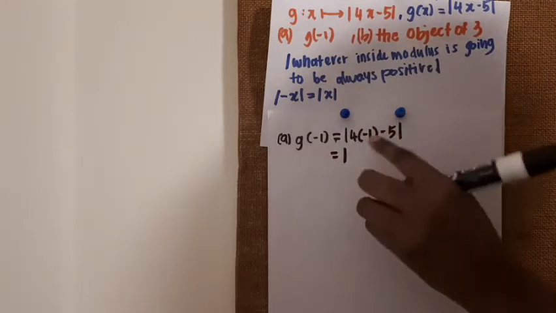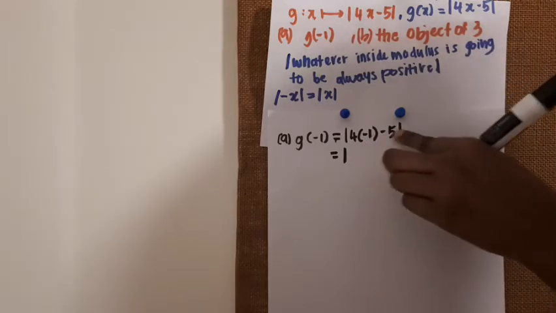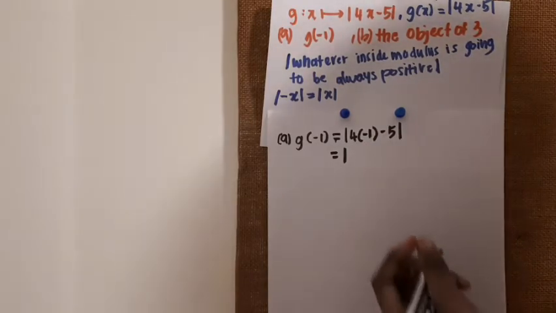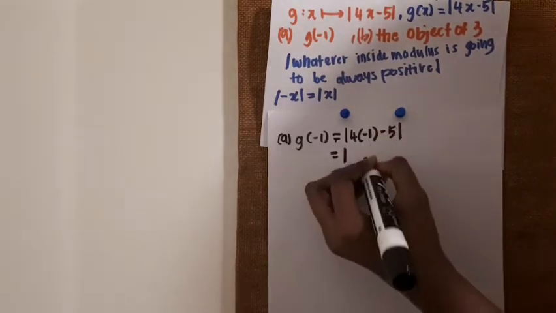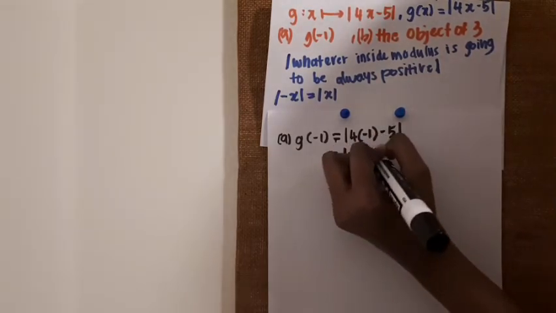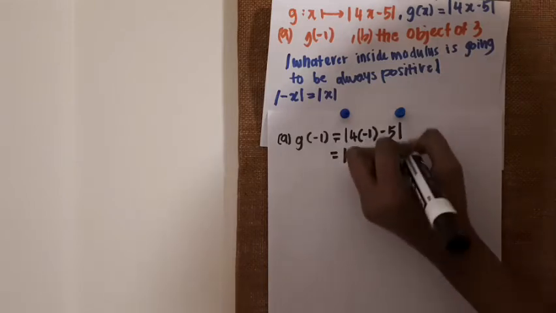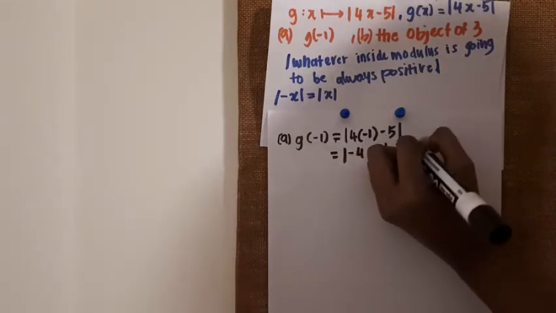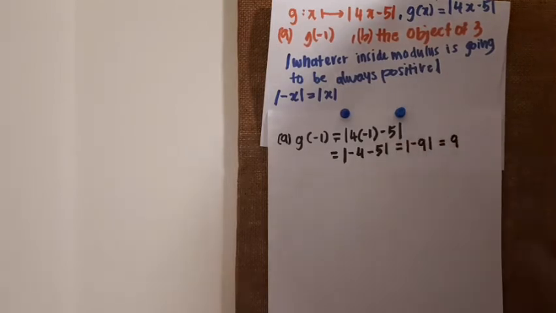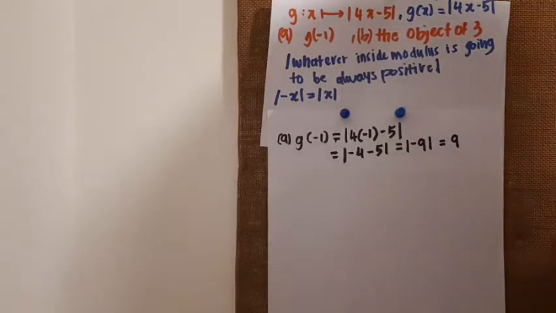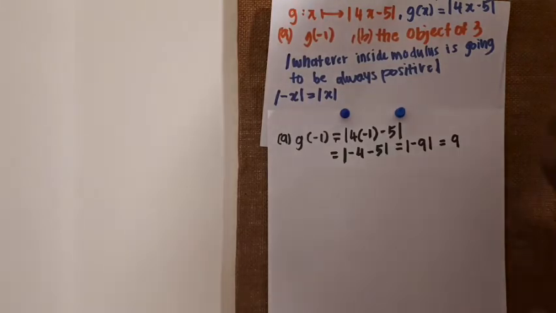and then solve it. 4 times negative 1 minus 5, you can always use your calculator, or you can calculate step by step. 4 times negative 1 is going to be negative 4 minus 5, and this is going to be negative 9, which is going to be simply 9, because modulus of any negative or positive number is always going to be positive. Okay, now they're asking, what is the object of 3?